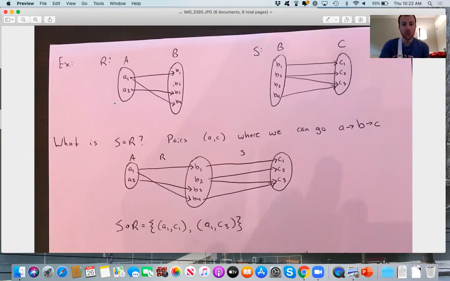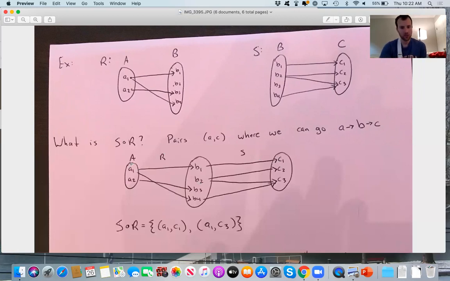So the picture we get is the combination of these arrows from A to B, and then these arrows from B to C to give us this two-step process. And what we're looking for is, what are the pairs where we can start in A and end in C by using the appropriate arrows?